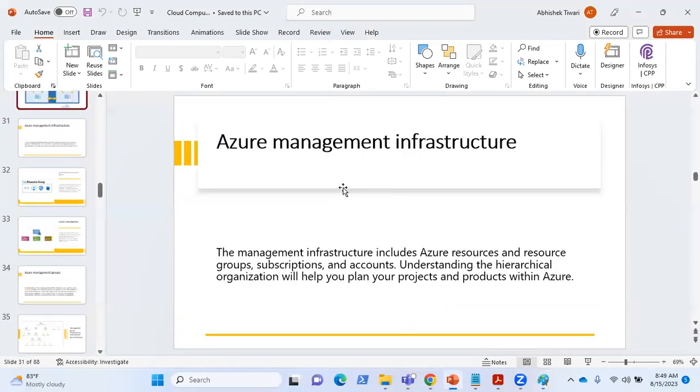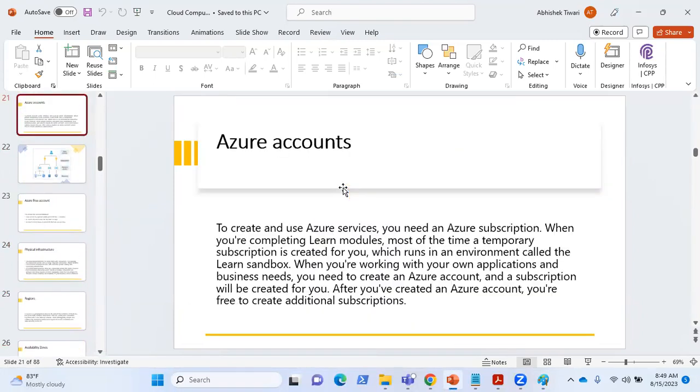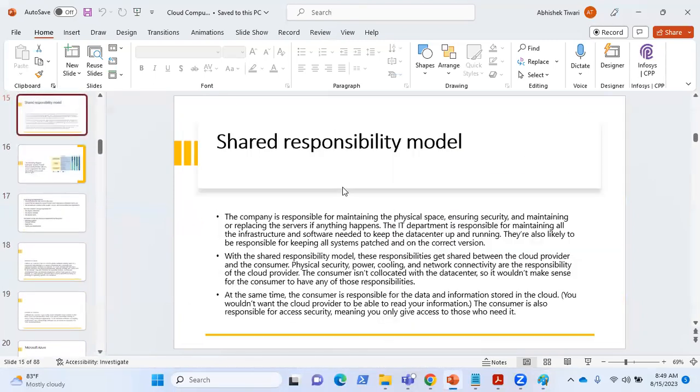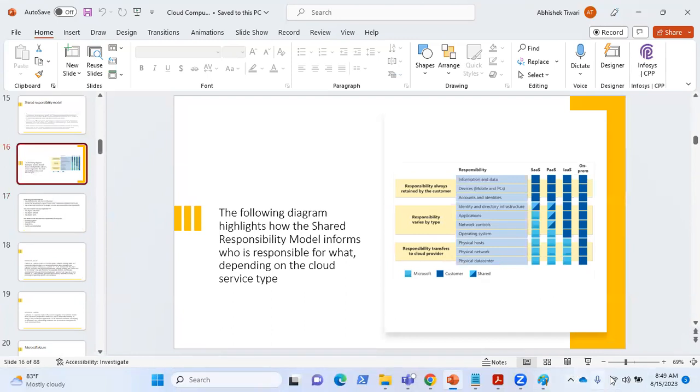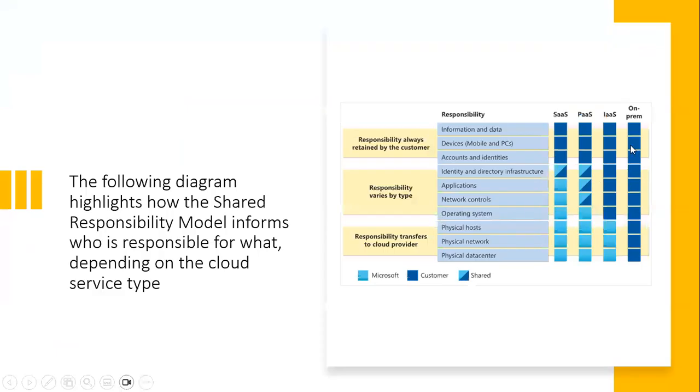So we saw that shared responsibility model. This one. So here, infrastructure as a service. A virtual machine comes under infrastructure as a service. So the customer is responsible for data, information, devices, accounts and identities, directory structure, application, network control, operating system. Till here, the customer has the responsibility to manage all these things.